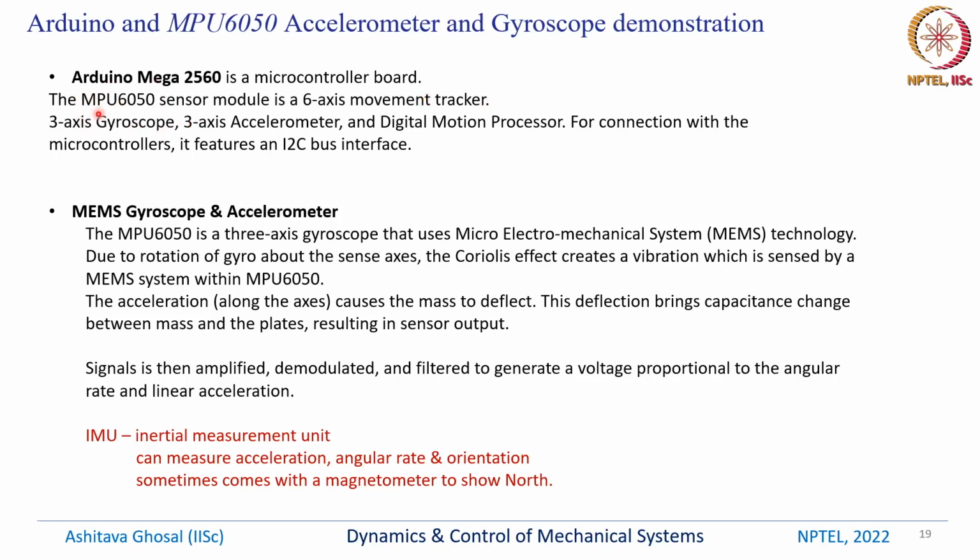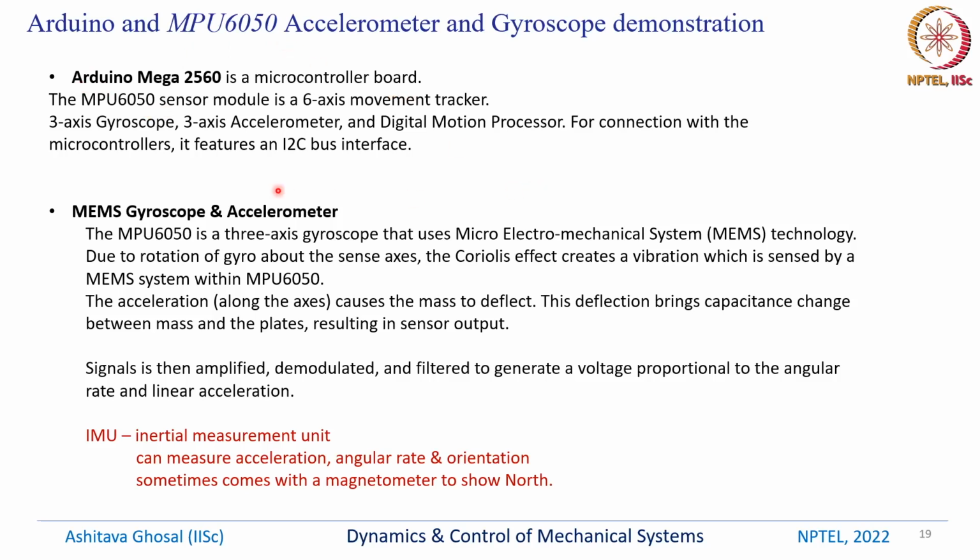There is also a sensor which is called MPU 6050. It's a 6-axis movement tracker. It consists of a 3-axis gyroscope, a 3-axis accelerometer, and some processor, because we need to process the signal to find out what the angular velocity and the acceleration are. It is connected to this Arduino microcontroller using an I2C bus. Let's not worry about the details, but it's a small device which is readily available, both this Arduino and this MPU 6050 sensor.